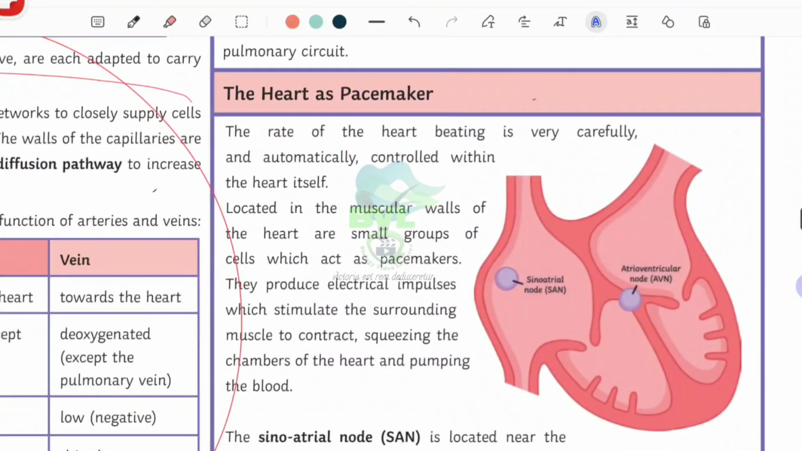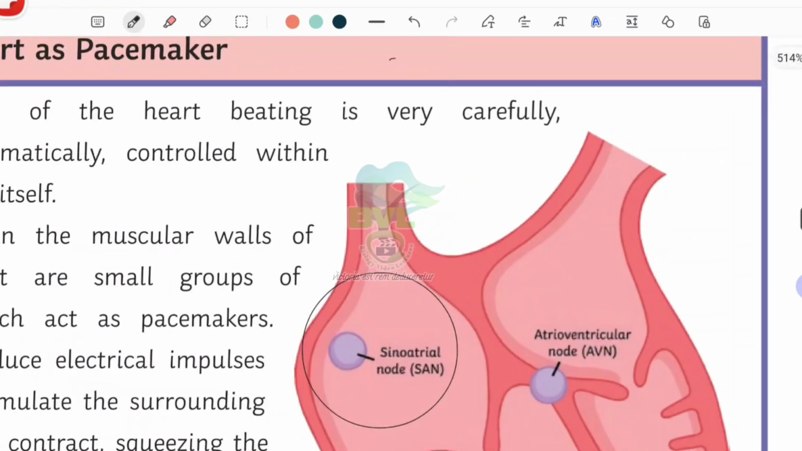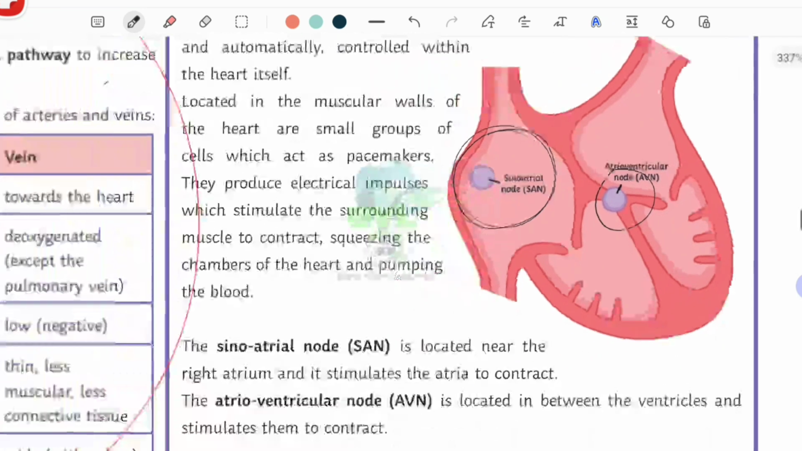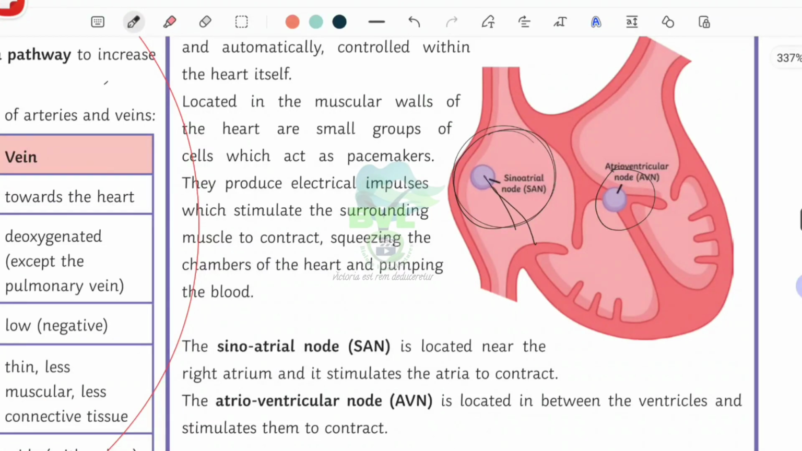The next thing you want to know is that the heart has some electrical structures called pacemakers, that provide electrical impulses that make the heart muscles contract and relax. And we have two major ones. We have the SA node, which is called the sinoatrial node, and the AV node. This one sends the impulse to the wall of the heart. That's why the heart muscle contracts and relaxes.